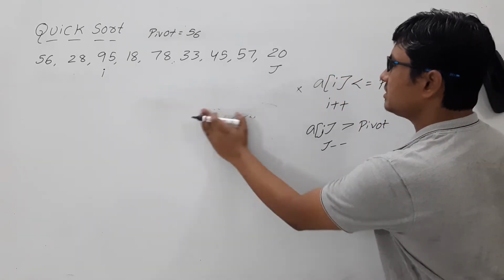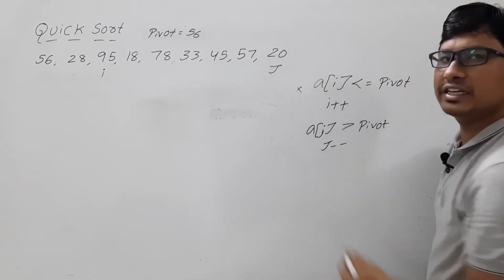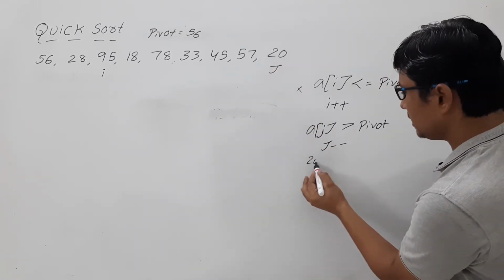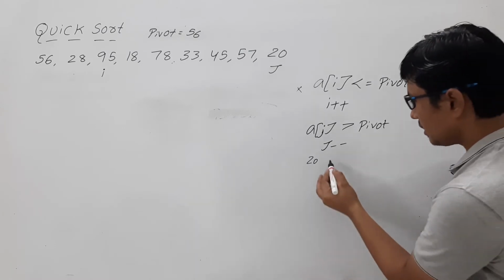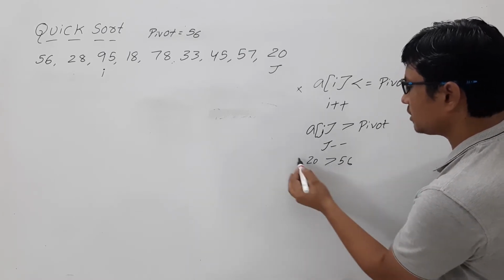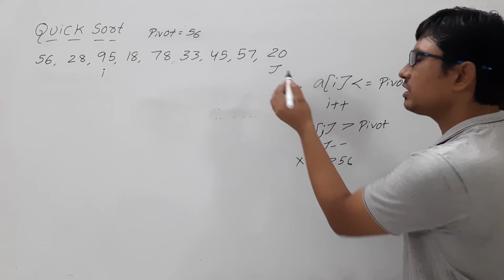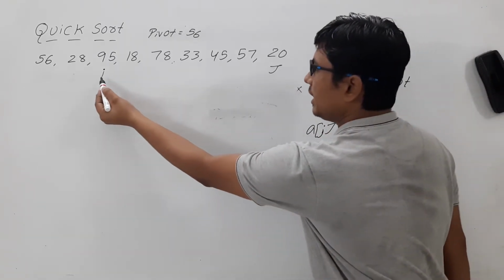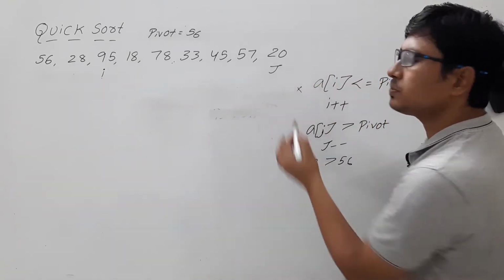Now we will come to the j. A of j is 20. Is 20 greater than 56? No, it is not greater than 56. So I will not decrement the j value. Now I is placed here and j is placed here.